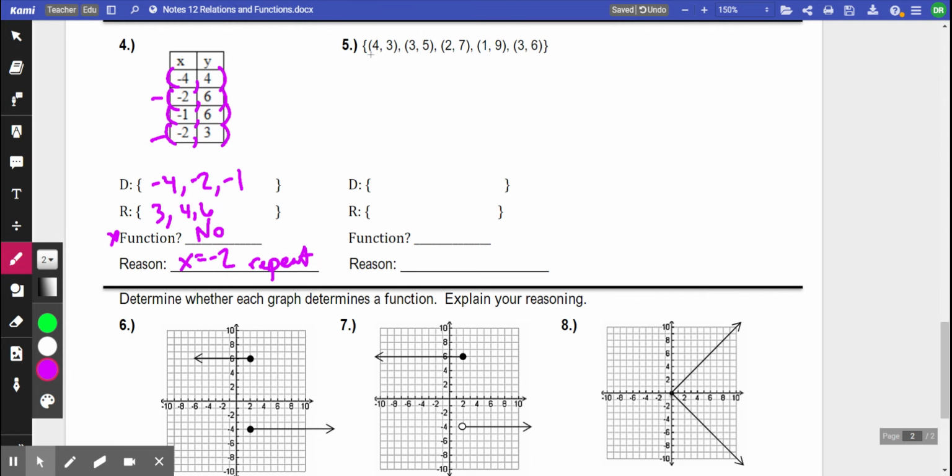All right, this next one is given to me as a list. We have the braces around our ordered pairs. So for our x values, remember it's x comma y. We have 4, 3, 2, 1, and 3. So putting that in ascending order, we'll go 1, 2, 3, and 4. And for the y values, we have 3, 5, 7, 9, and 6. So 3, 5, 6, 7, and 9.